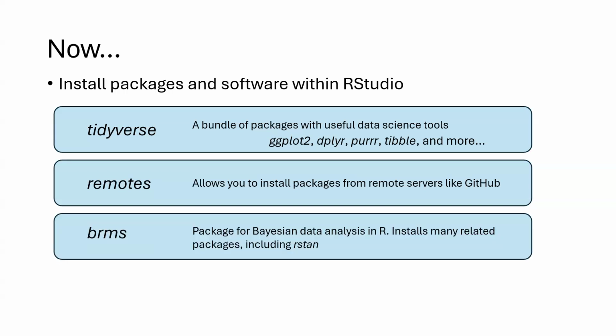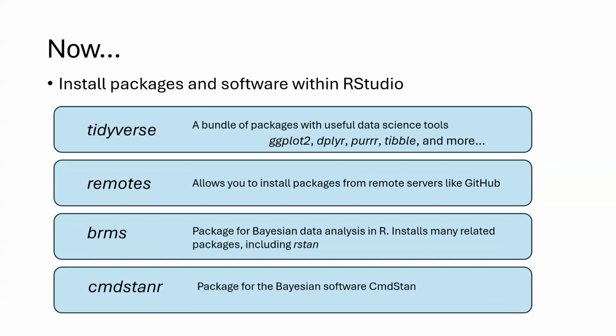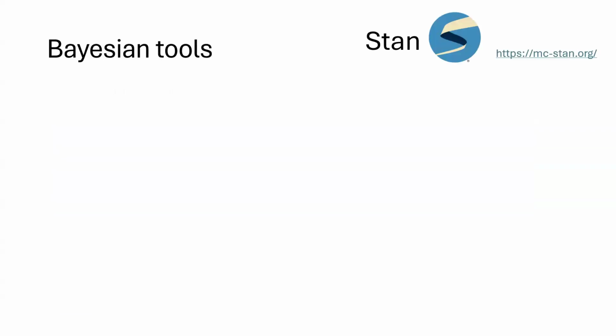GitHub primarily. And the package brms is tools for Bayesian data analysis and has a lot of dependencies that are installed alongside, including Rstan. And then CmdstanR is also a package for Bayesian software analysis. It is also used by brms, but has to be installed separately. All right, so before just showing you the installation steps, I just want to go over what these tools are and how they work together.